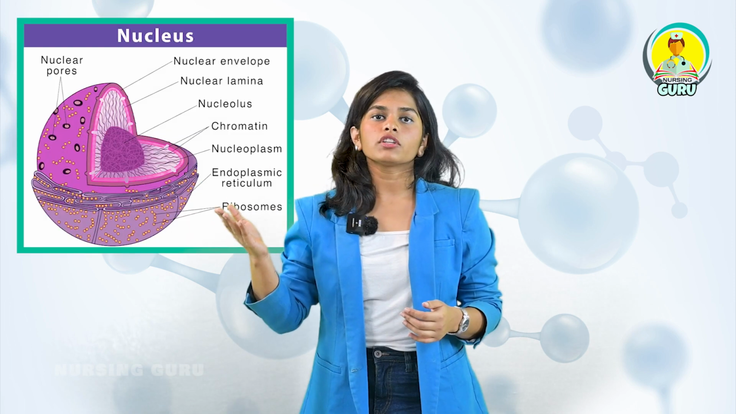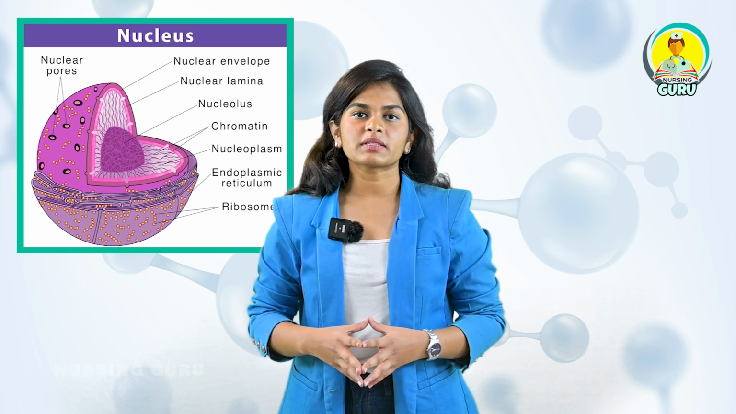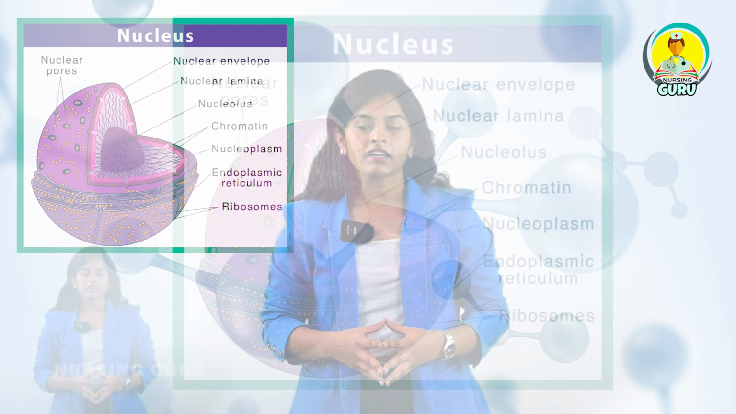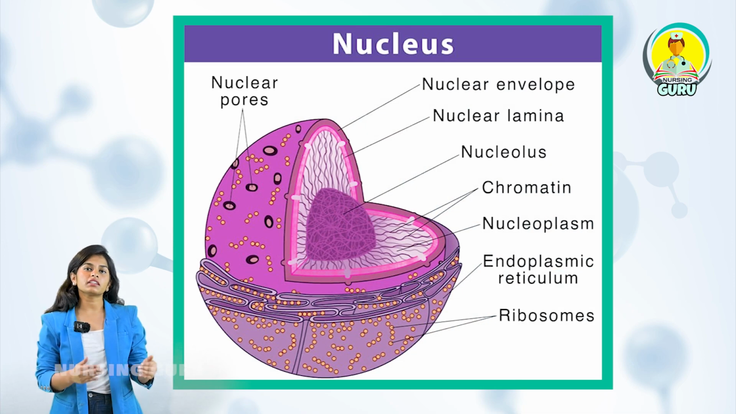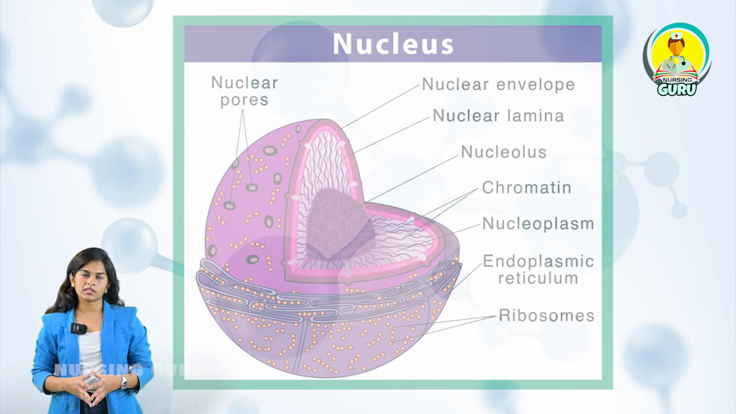And the last we have the nucleus. Nucleus is also known as the mastermind of the cell. It is responsible for holding the genetic information in the form of chromosomes, or later known as chromatin material. It has a role in protein synthesis, it has a role in metabolism, it has a role in the regulation of all the cellular activities. It also has a role in cellular replication and differentiation.